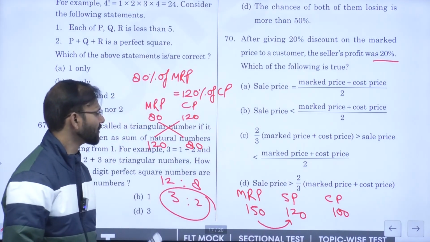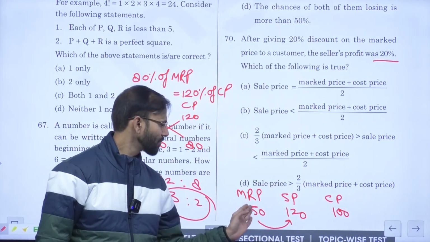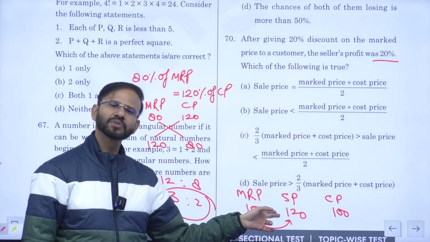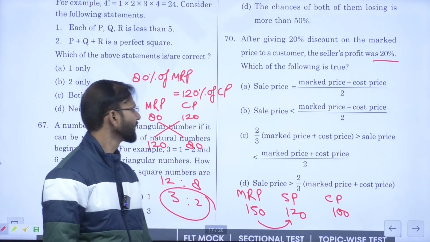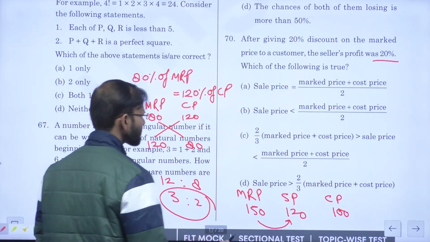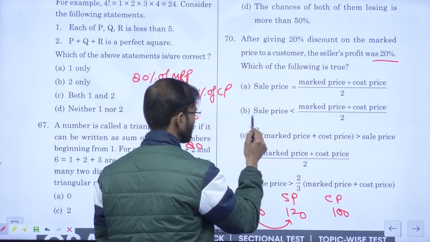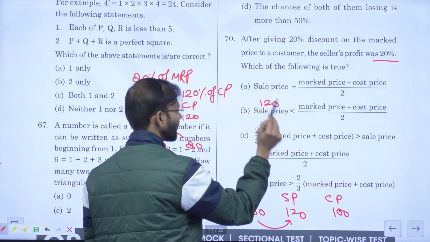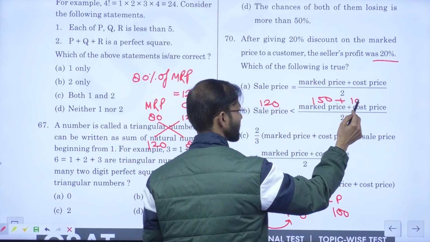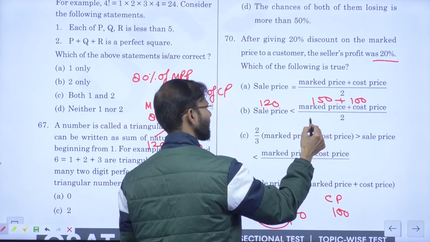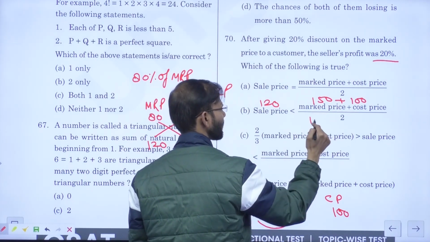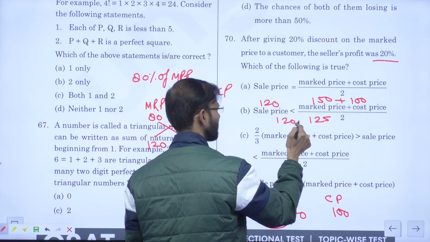Everybody okay? So these are the values of MRP, SP, CP. MRP is 150, CP was 100, SP is 120. Correct? Okay. So now guys, just look at the options. The sale price is 120, the marked price is 150 plus cost price 100, 250 by 2, that is 125, right?